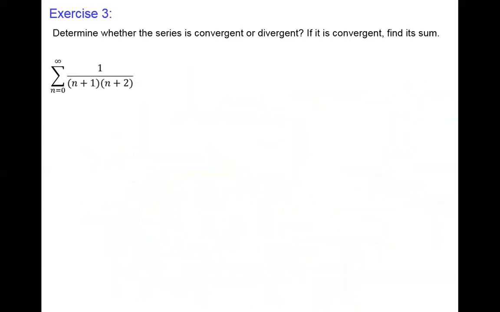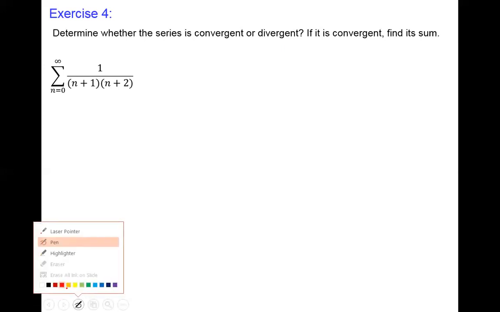Okay, let's look at one more example. The same question: determine whether the series is convergent or divergent. If it is convergent, find its sum. Now we can see we have a summation from 0 to infinity, and the formula is not really showing me the difference. That means it's maybe not easy to recognize, but I definitely see two consecutive terms, n plus 1, n plus 2.